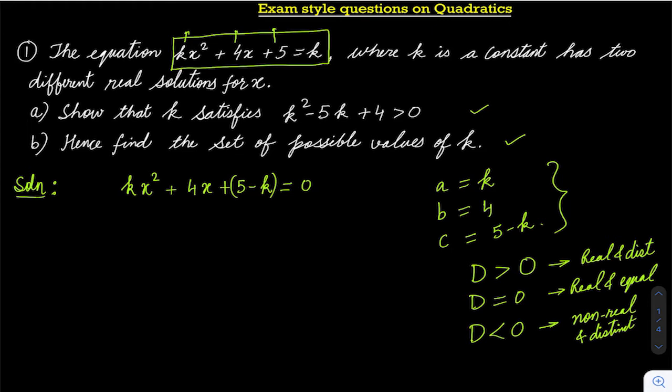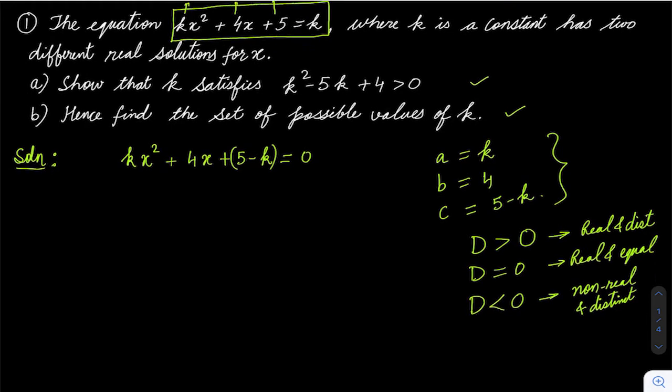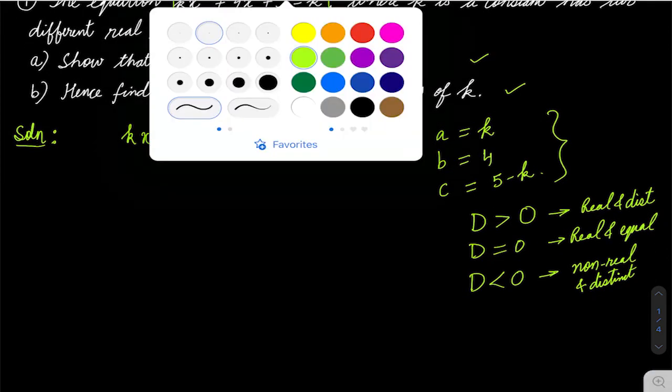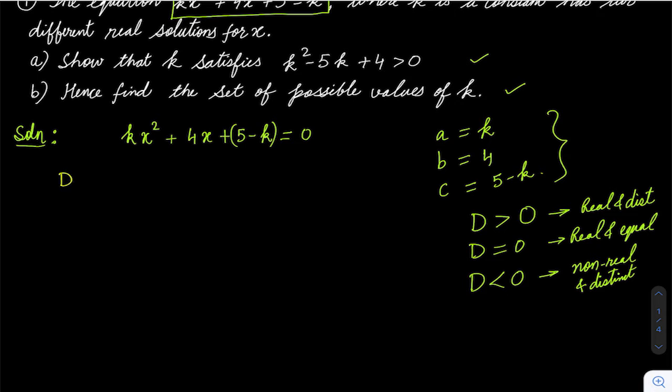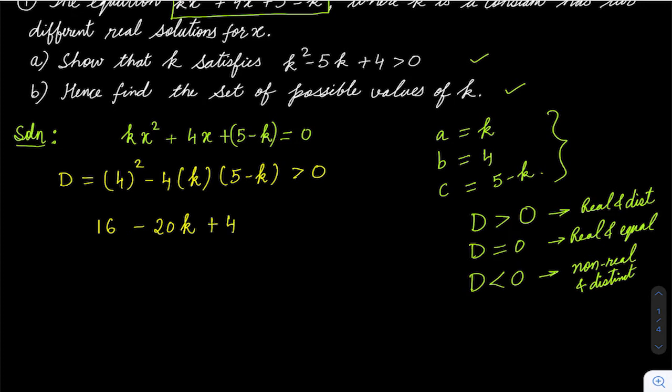Okay, now let's start this. As they have given two real and distinct solutions, let's do d greater than 0. So discriminant is equal to b square minus 4 times a into c. So this value should be greater than 0. Let's simplify this. This is nothing but 16 minus, let's multiply this, 5 into 4 is 20, so minus 20k. And this minus minus becomes plus, so plus 4k square is greater than 0.